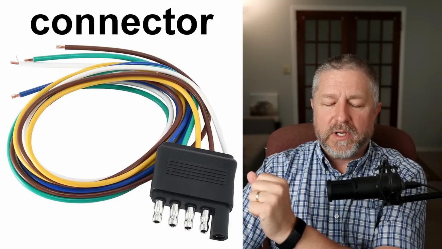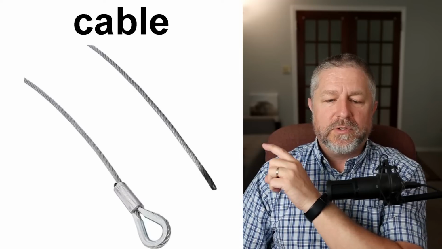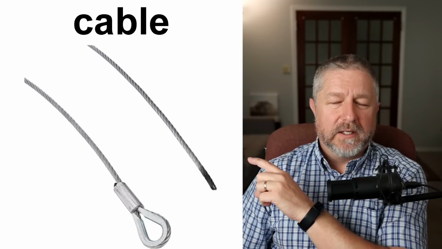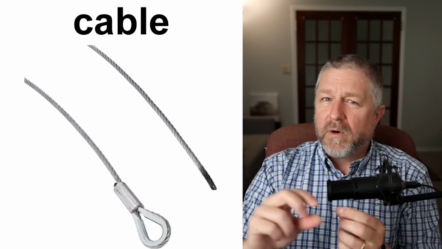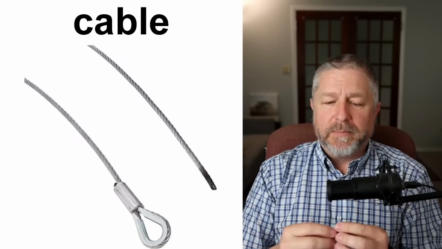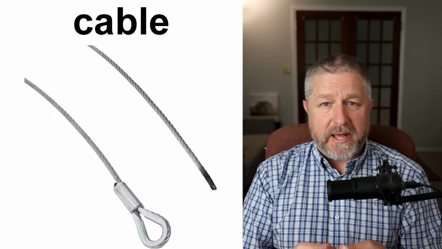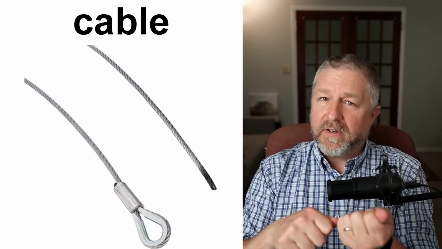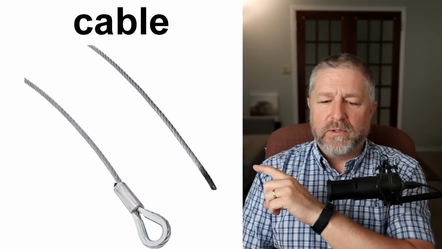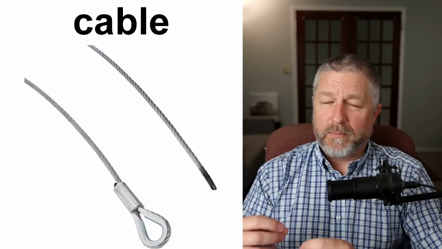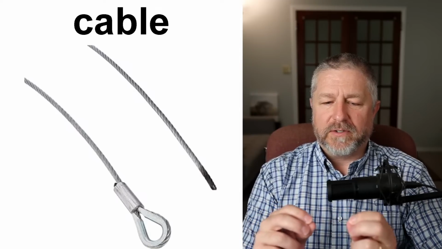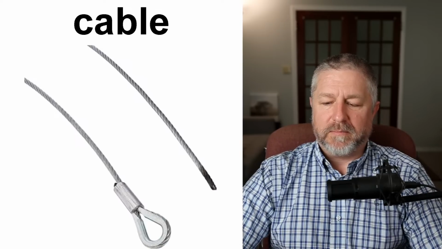But we also use cable to talk about this type of thing. A cable is kind of like a metal rope or a metal string. Cables are almost always made out of metal or steel. They're very, very strong. And if you look, there's probably cables in a vehicle somewhere that connect things together so that they move at the same time.